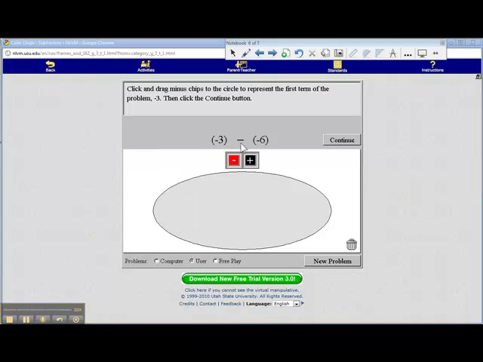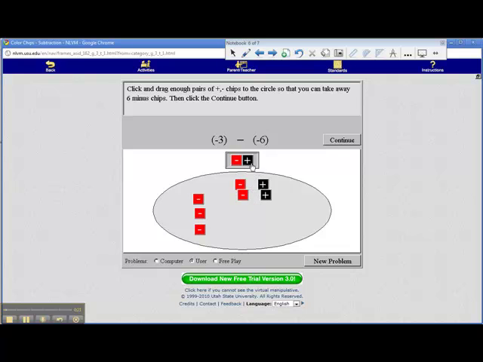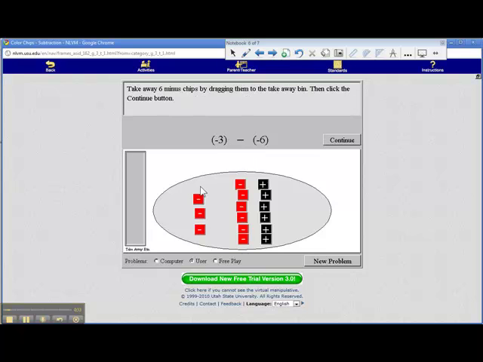Let's take a look at some numbers we've seen before. Negative 3 minus negative 6. So I need 3 negatives. And I need enough neutral pairs or zero pairs, which means I need a negative and a positive because they cancel each other out, to be able to take away 6. So I'm going to put in 1, 2, 3, 4, 5, 6. So I have 6 neutral pairs and 3 negatives here.